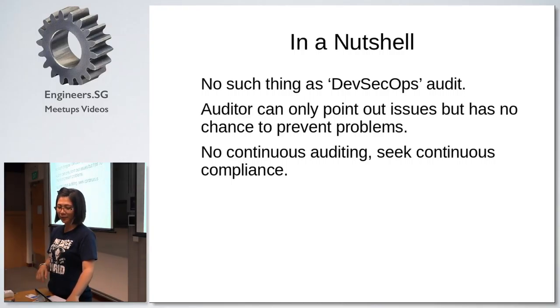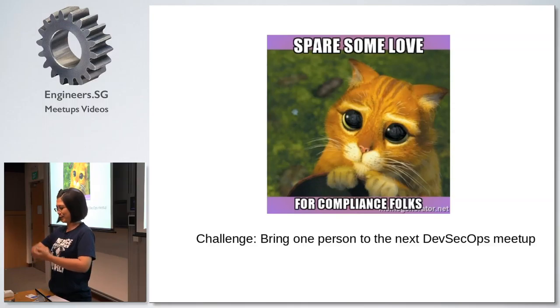And so I'm really at the end of my talk. I hope I haven't been too fast. And this is a personal call out to everybody. Compliance folks do need some love. And we have empty space, as you can see. So at the next DevSecOps meetup in June, please bring someone from your compliance party. If you don't have someone from a compliance party, bring someone who will be audited. It's easy. Just bring them.